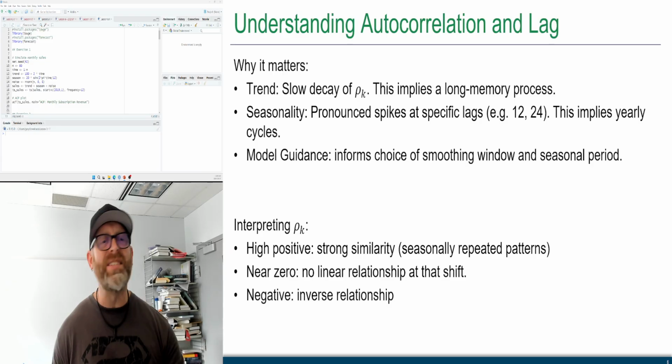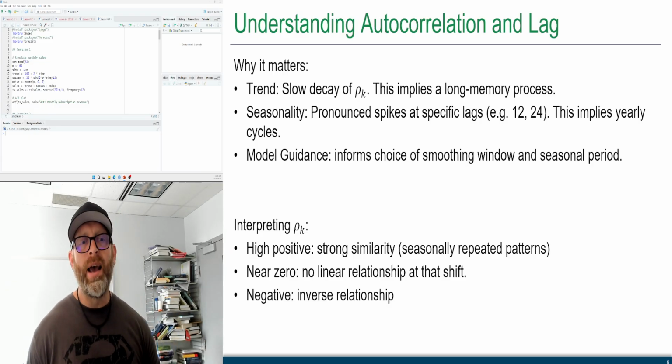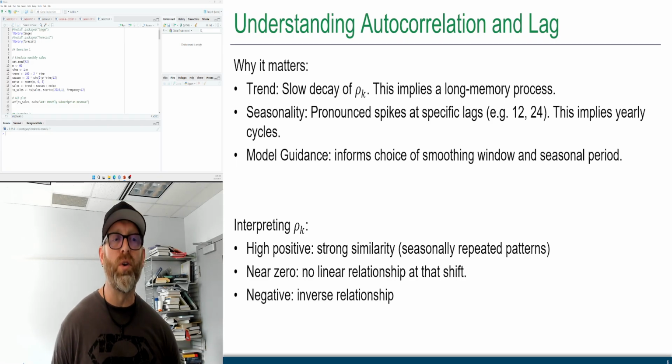And this would imply a yearly cycle. And it doesn't need to be a yearly cycle. It could be a monthly cycle. It could be a quarterly cycle. It really depends on what we're looking to model.